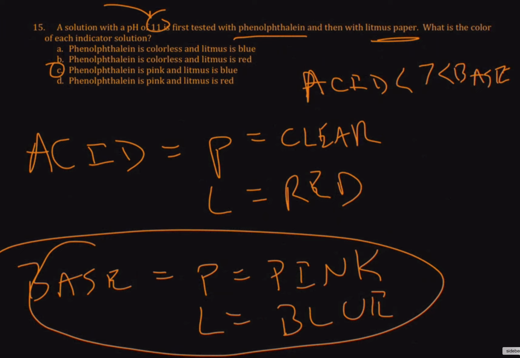All right, so you need to know two things basically for this question. What does the pH number tell you? Bigger than 7 is base, lower than 7 is acid. 7 exactly would be neutral. And then you need to know how the different indicators react. The two that we've dealt with are phenolphthalein and litmus paper. Phenolphthalein is clear in acid, pink in base. Litmus paper is red in acid and blue in base.